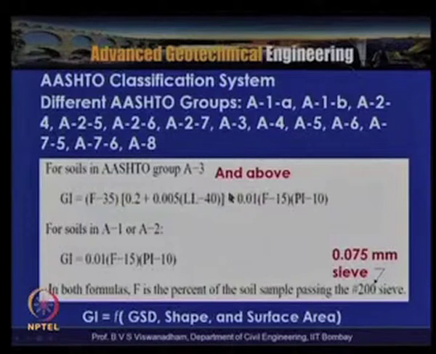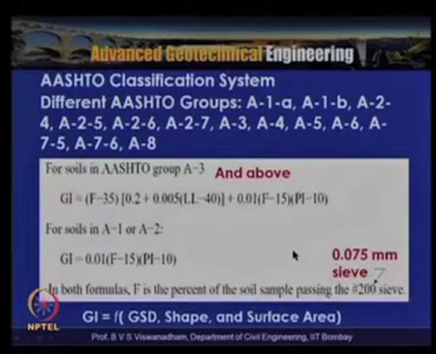That is, only this component is defined. So generally this is the widely used one, and suppose you have a PI equal to 10, then that means this particular component will become 0. Then we have only this component. In both the formulas, F is used, which is the percentage of the soil sample passing the 200 sieve, or number 200 sieve, or ASTM 0.075 mm sieve.